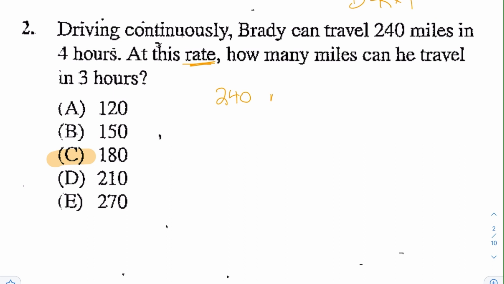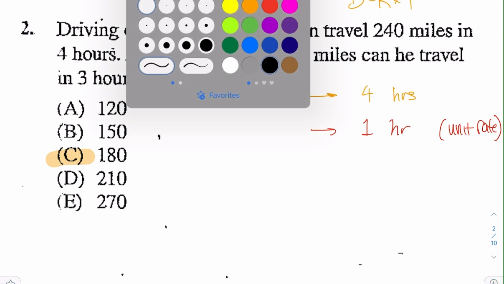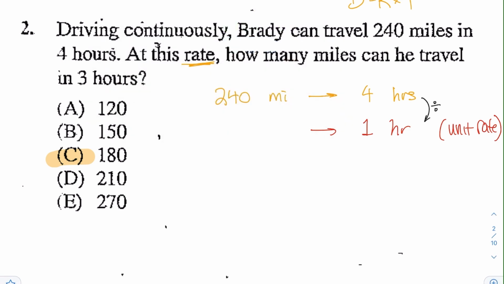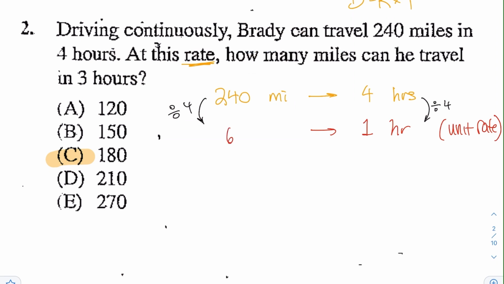So you have 240 miles. That's his distance, and this is in 4 hours. To find the unit rate, you want to find out how far he can drive in just 1 hour. So to go from 4 to 1, you just have to divide by 4. You also have to do that on the left side. So 240 divided by 4 is 60 miles. This represents the unit rate.